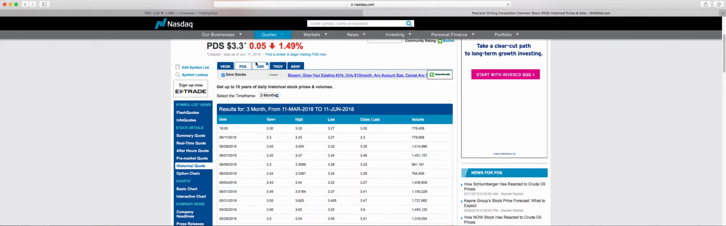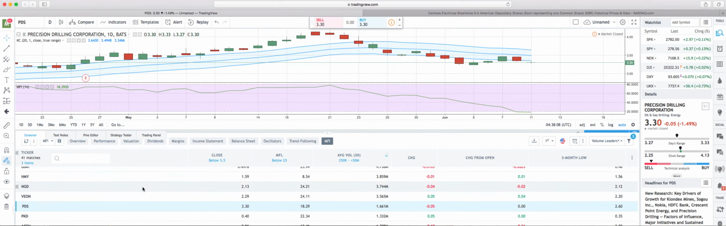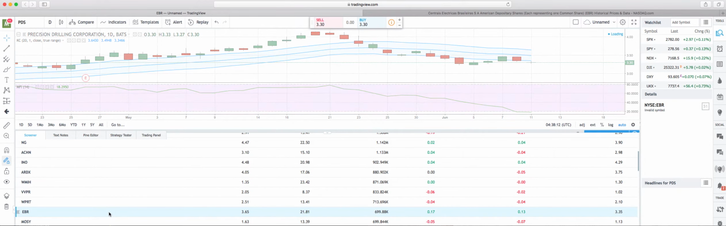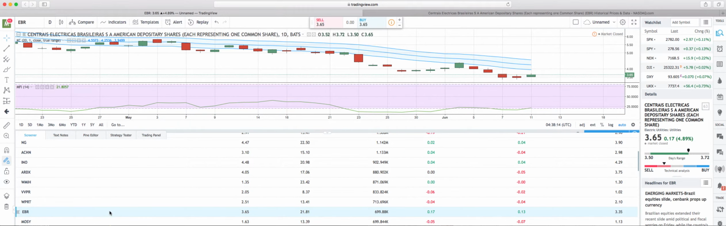Now, my next one is EBR. Let's take a look at that. This is something that's been called before in the Discord chat, and it's something I've kind of kept my eye on, especially right here. It really interests me. It had a nice run up.